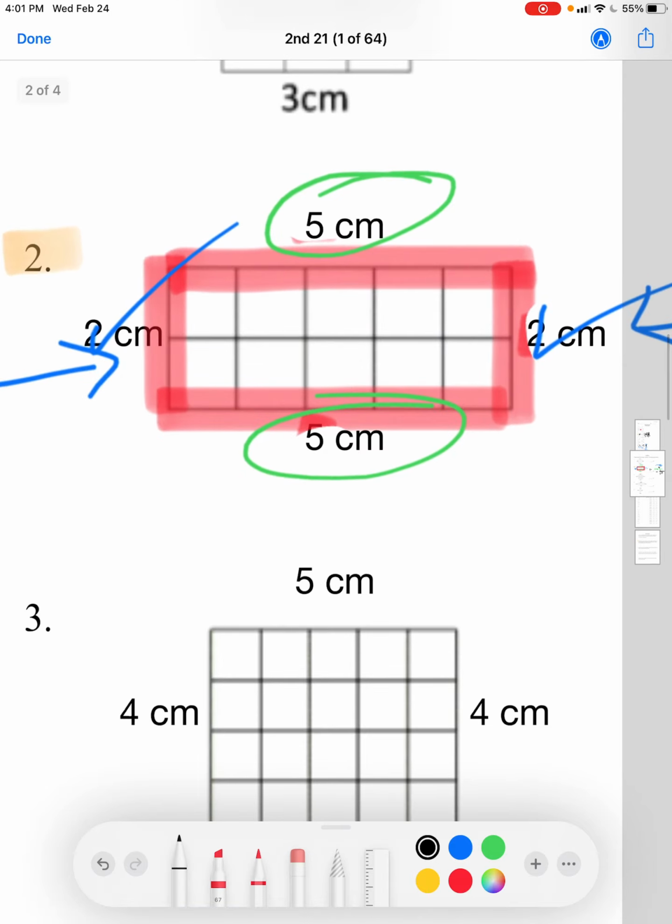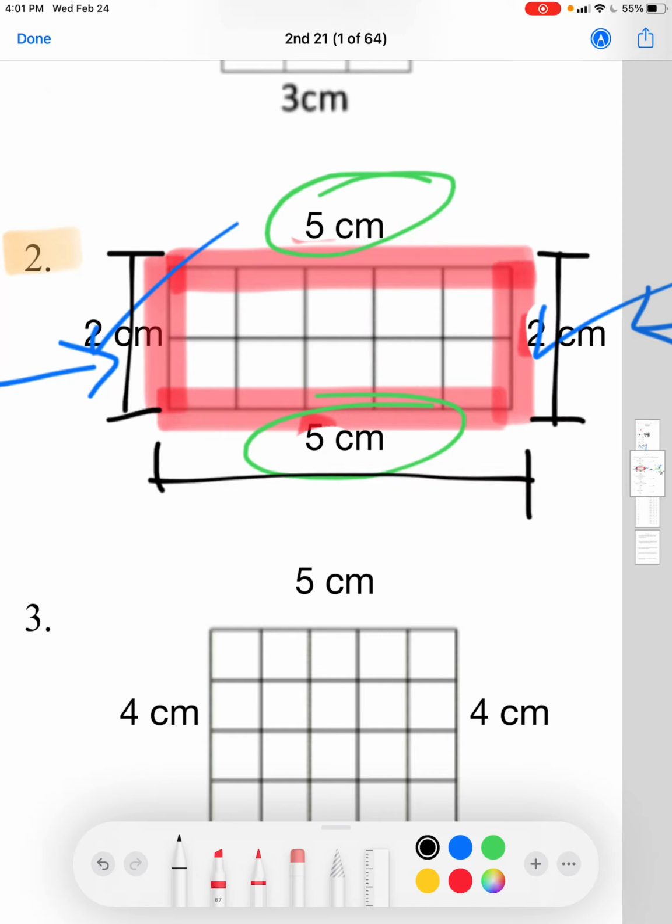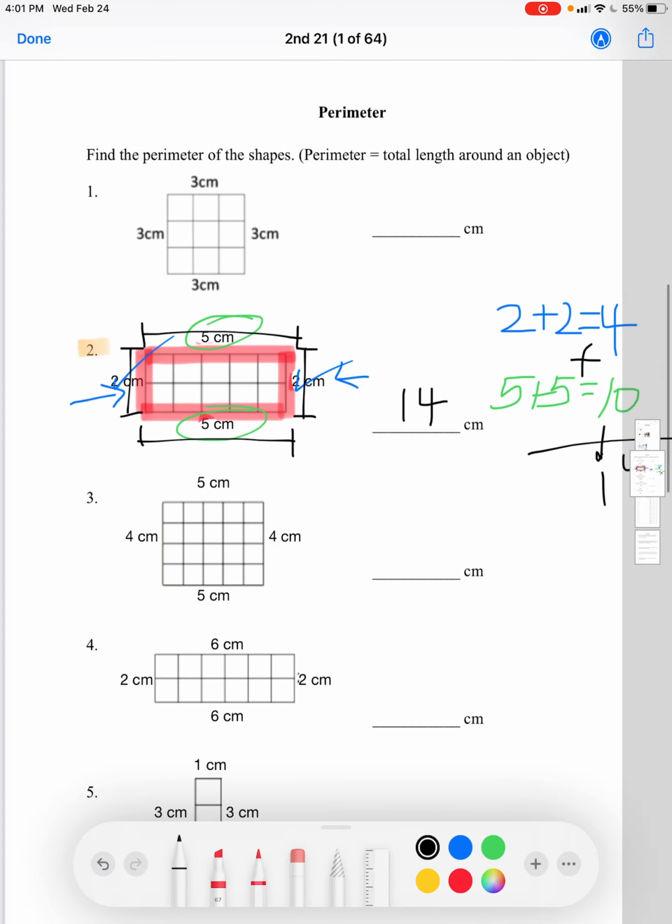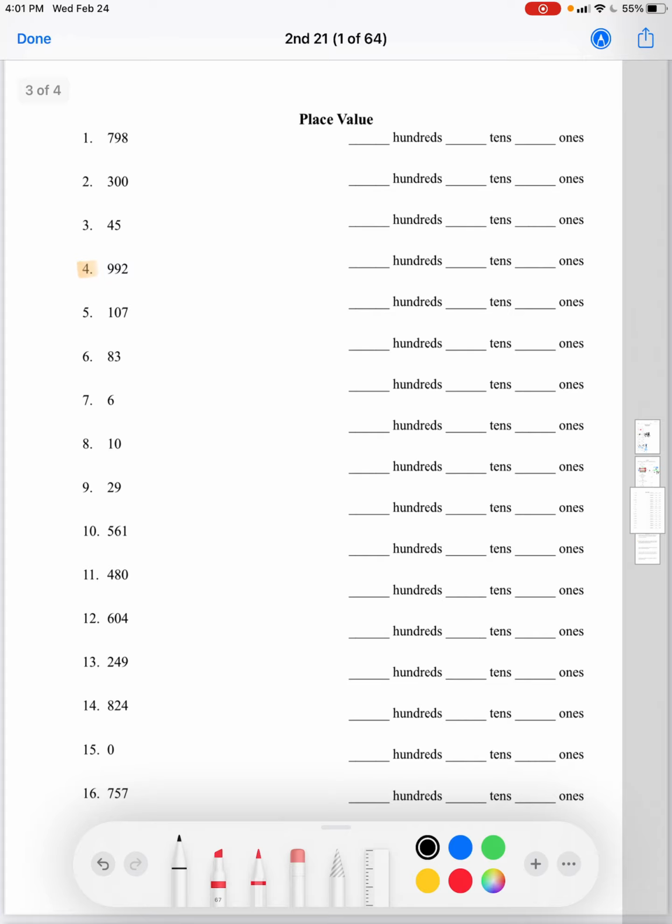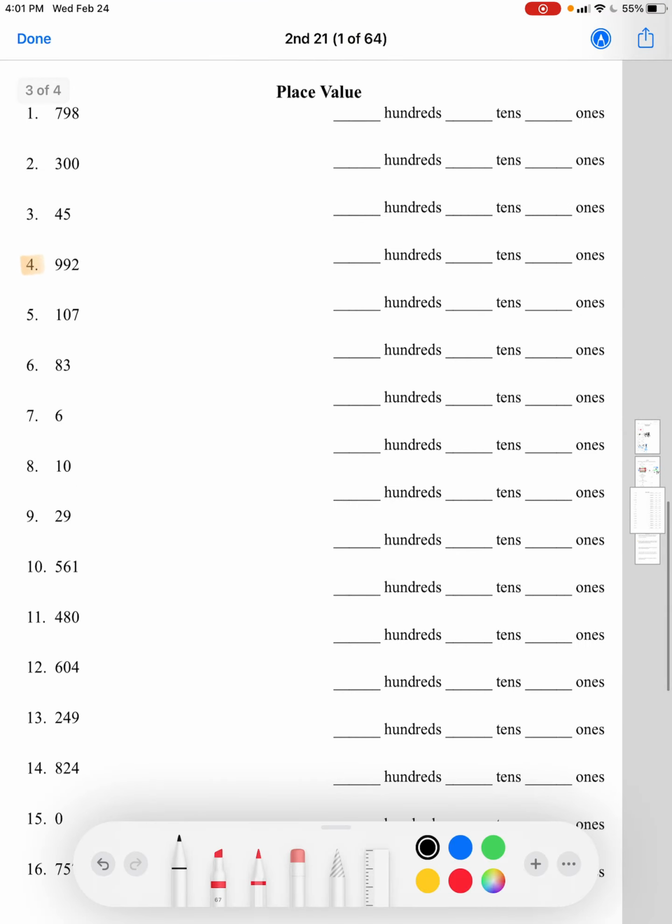So we're adding this length right here to this length right here, and this length right here, and this length right here. That's the perimeter. Now let's go over place value. We'll go over number 4. We're just going to be breaking this number down into hundreds, tens, and ones.